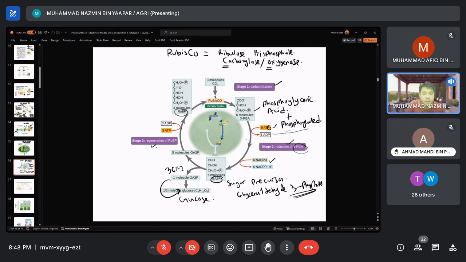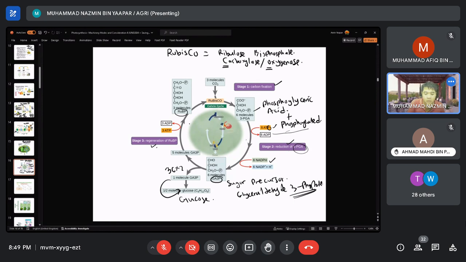If suddenly the plant is out of RuBP because everything is linear, how can it ensure that the production of sugar is not halted? The plant needs the sugar all the time because it needs to transport it throughout the day to the sink organ. So this is the more sustainable and the more efficient way for the plants to deal with it, right?